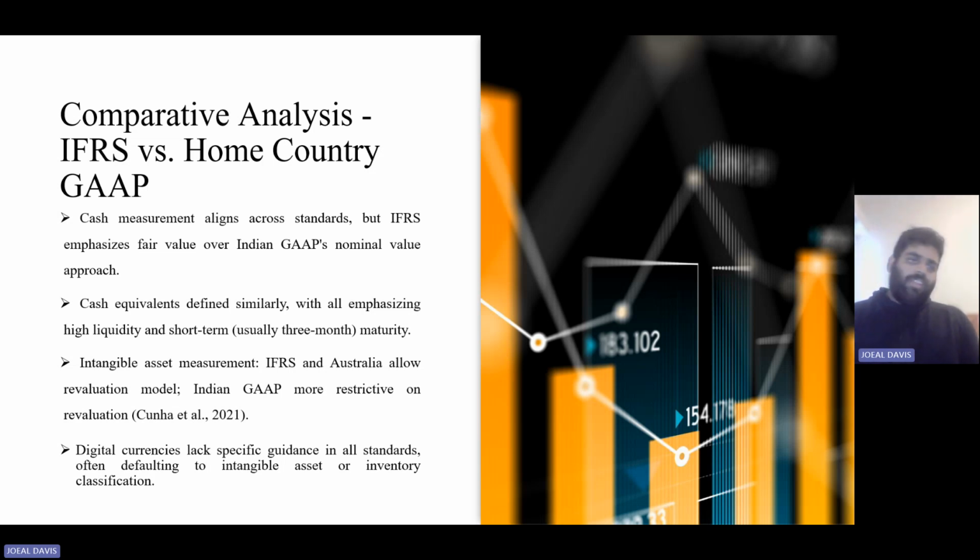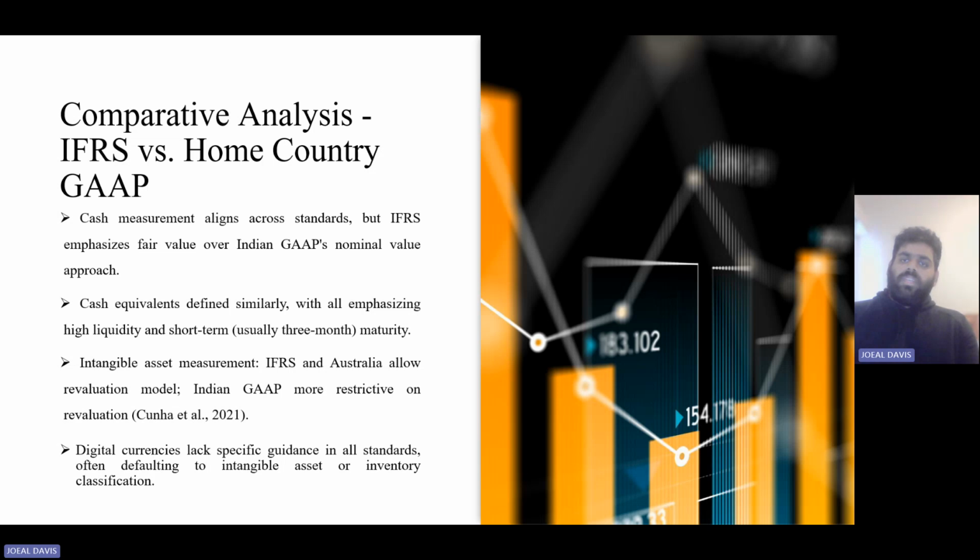So while we are comparing cash and cash equivalents, they are almost the same under each accounting standard, but there are differences. As per both IFRS and Indian GAAP, cash is derecognized at almost the same value. However, IFRS prefers the fair value, while Indian GAAP has a preference for the nominal value. Cash equivalents are also similarly defined by the standards, as highly liquid investments with a maturity of 3 months or less from purchase, in order to convert them to cash at minimum risk of fluctuation in the value of investments.